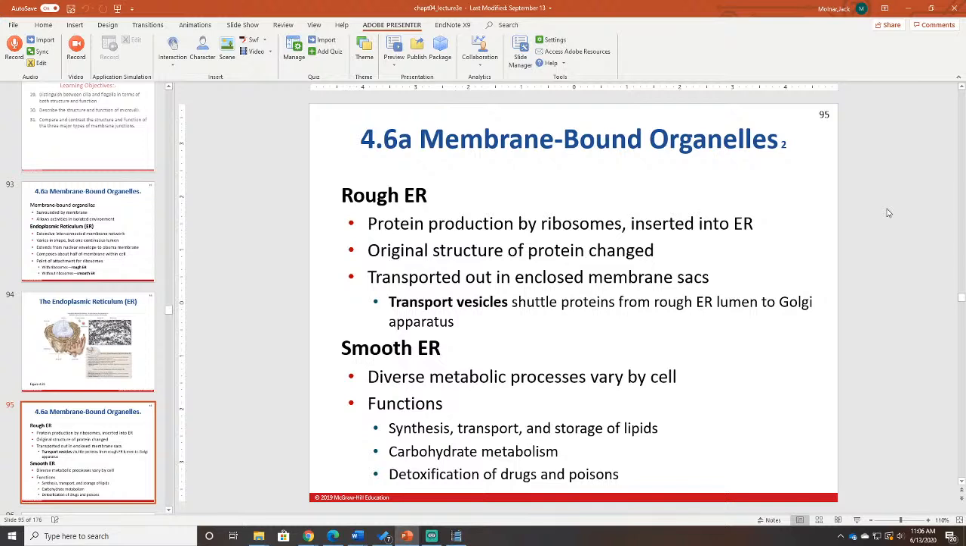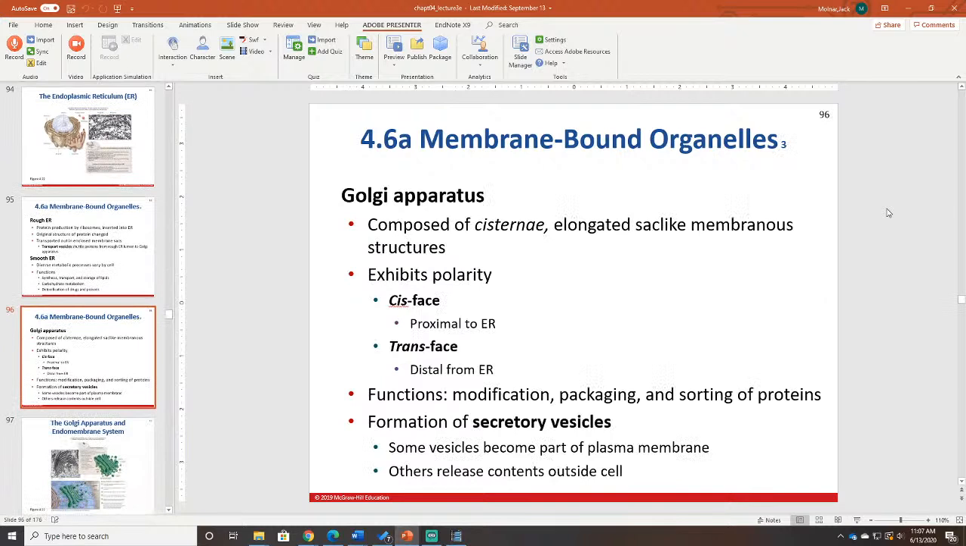The smooth endoplasmic reticulum has a variety of metabolic processes that it carries out, and they will vary by cell. But for the most part, it carries out synthesis, transport, and storage of lipids, produces lipids, especially in the liver, is responsible for carbohydrate metabolism, and detoxification of drugs and poisons, especially in the liver. So glycolysis, actually it's gluconeogenesis.